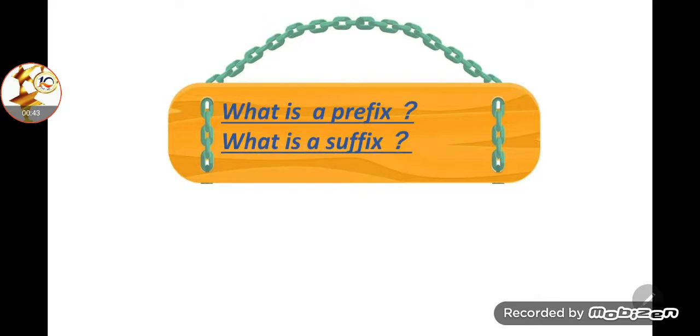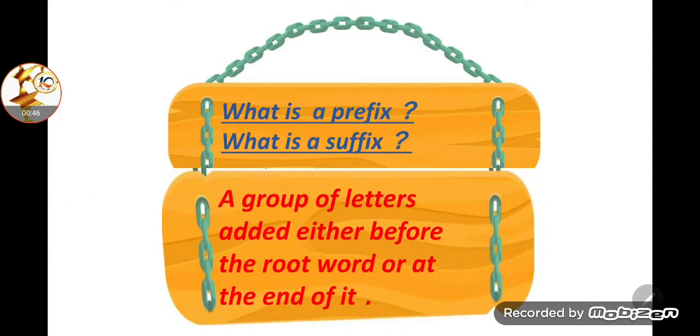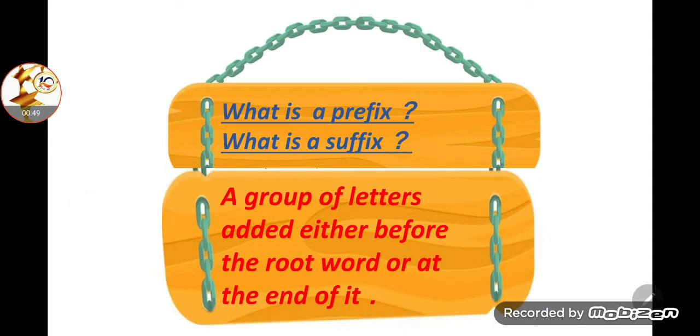What is a prefix and what is a suffix? If I want to define both of them, you will find that both of them are a group of letters that we add either to the end of a word or at the beginning of a word. We add it before or after the root word. The root word is the word without any additions, and I add to it a group of letters, either prefixes, the beginnings, or suffixes, the endings.